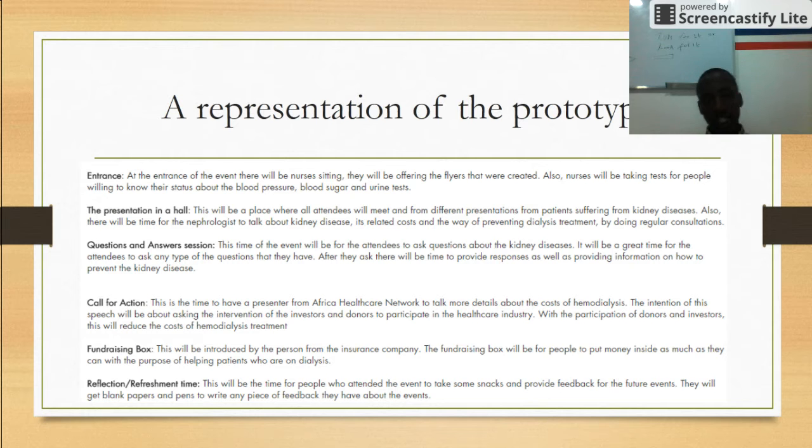Then we have a fundraising box. This time we shall request everyone who has time and some support to give any support possible to the patients who are on dialysis. Also, we have reflection and refreshment time. This will be time to share some snacks with everyone who attended, so that we can even collect some more feedback about the future events.